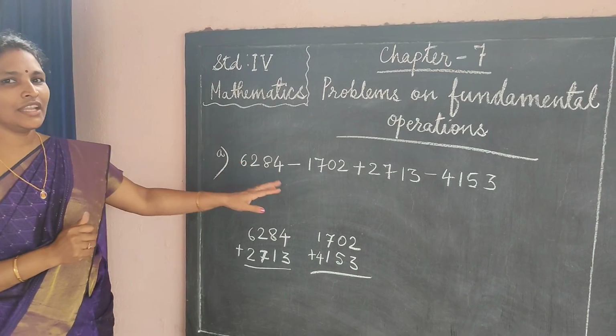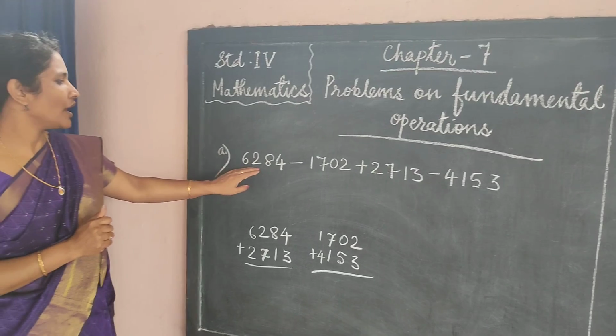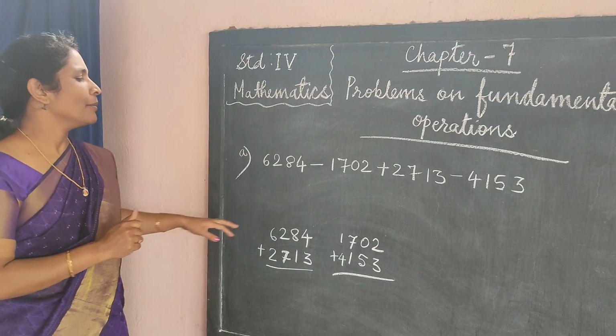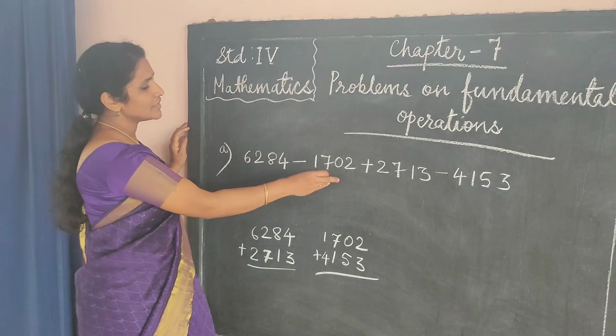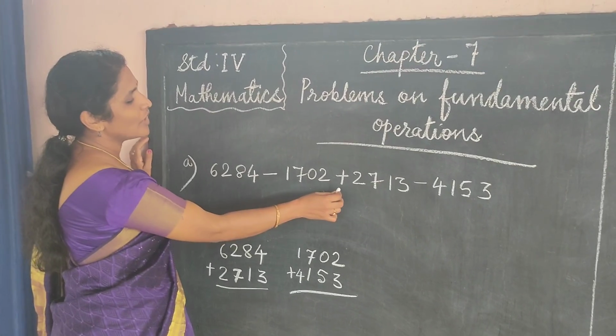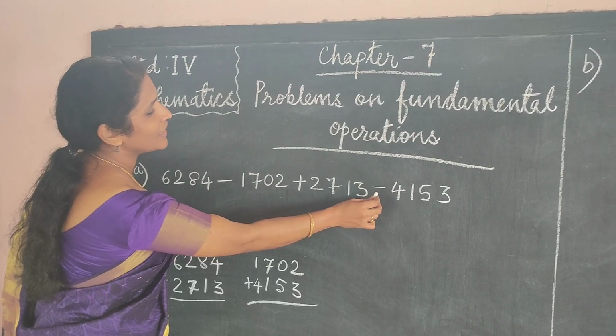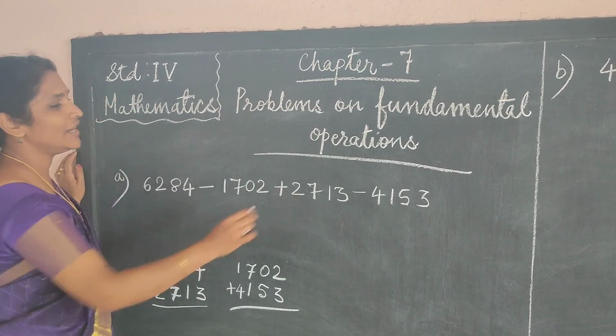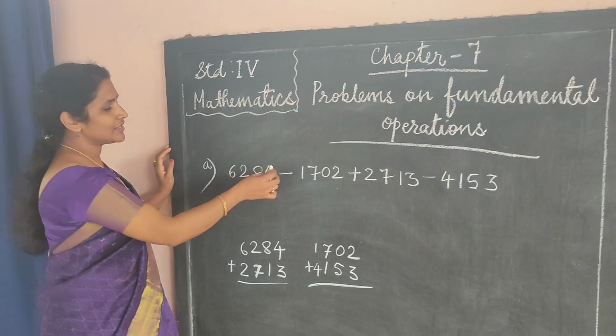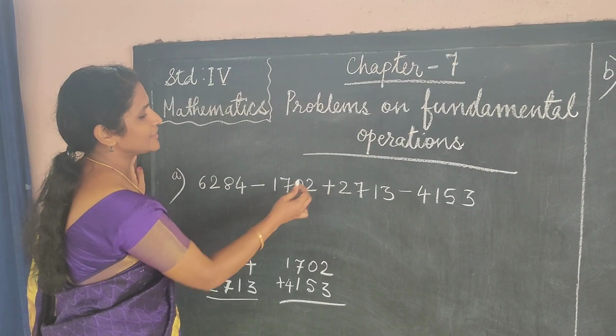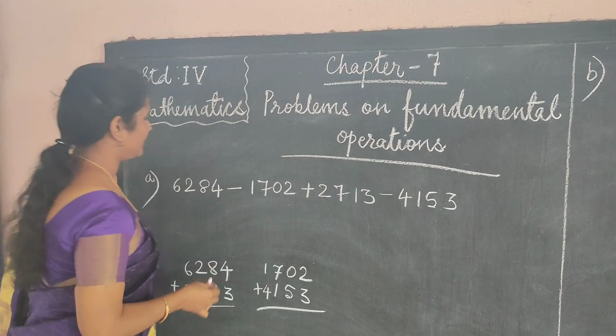We can see the question here: 6284 minus 1702 plus 2713 minus 4153. Here you can see minus sign here, plus sign here, minus sign here.